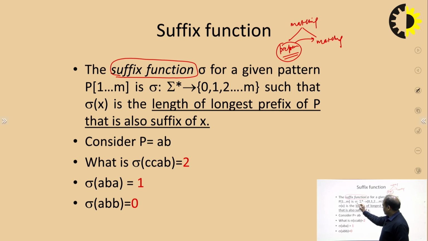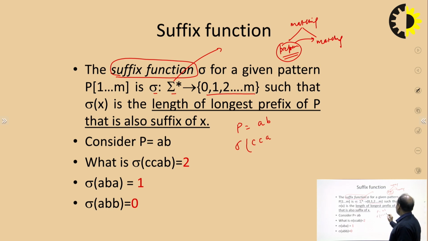So what is the suffix function? Actually, suffix function is a map from sigma star, where sigma is any finite alphabet, to 0, 1, up to m, such that sigma of x is the length of the longest prefix of P that is also a suffix of x. For example, if you see P equal to AB, and I'm interested in finding sigma of CCAB.